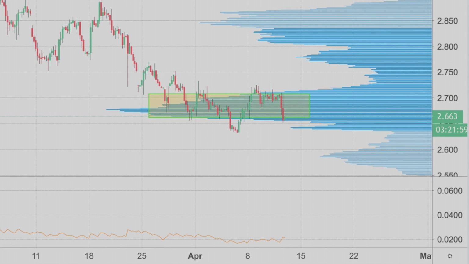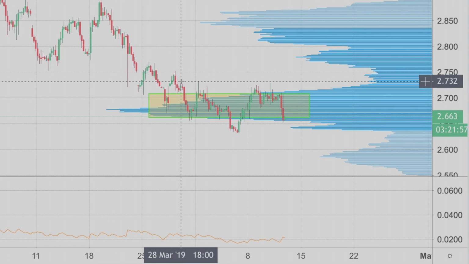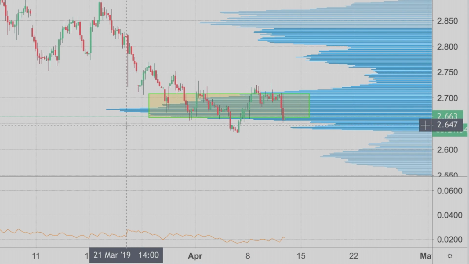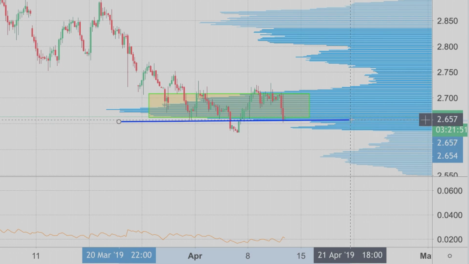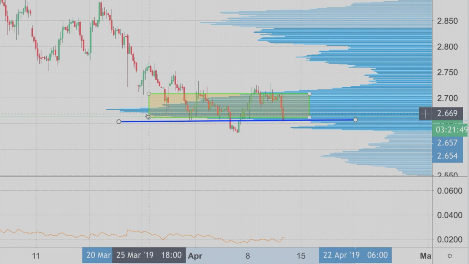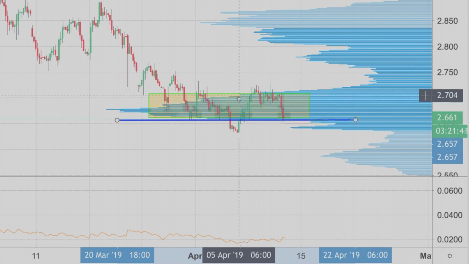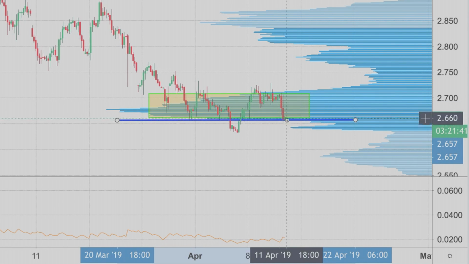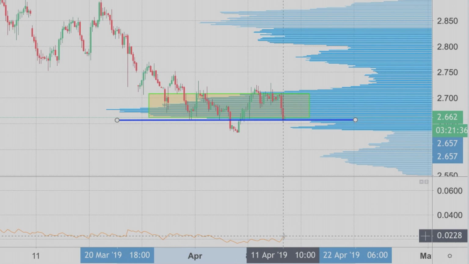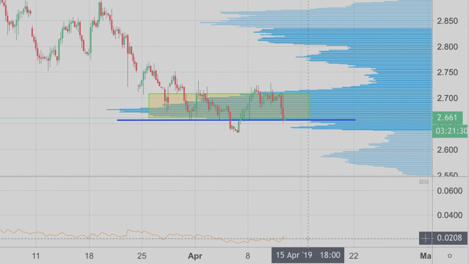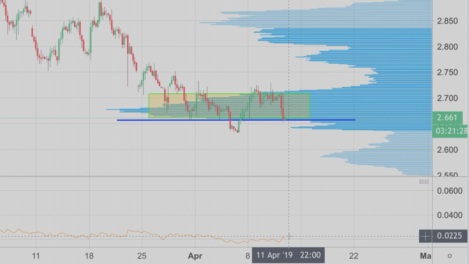So what we can do is identify the edge of that huge volume node, which is right about there. And there is a very objective place where we would say, okay, there is resistance there. Now, we don't want to set our stop right on that or right below it. We want to take into account at least the average true range for each one of these bars. And right there at that point, it's about a little over 2 cents, 0.022.